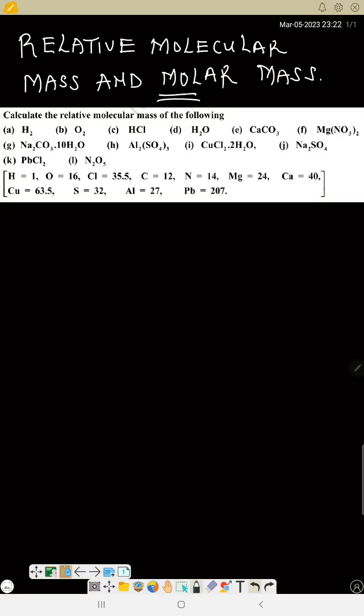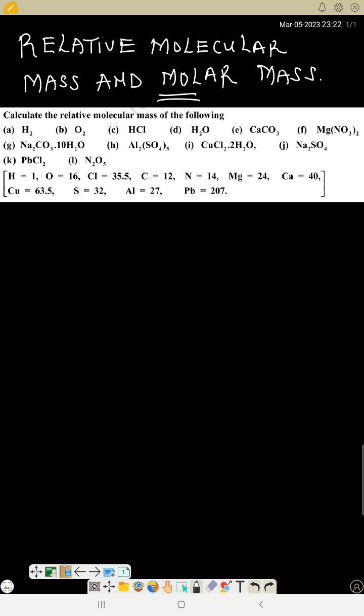So this is relative molecular mass and molar mass. Every atom has a mass known as the atomic mass of the element concerned. Also, every molecule has a mass known as the molecular mass. Relative molecular mass is a ratio, so it does not have units, while molar mass is relative molecular mass expressed in gram per mole.